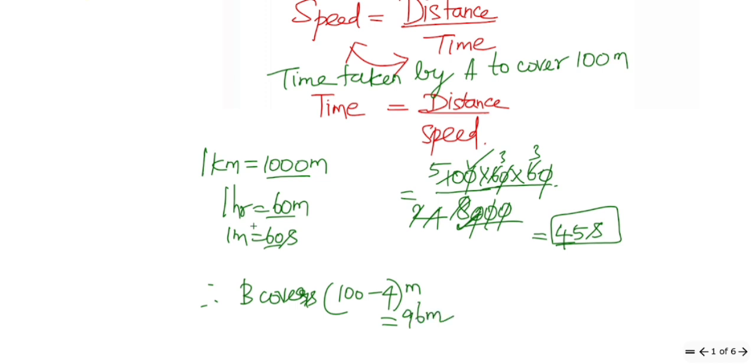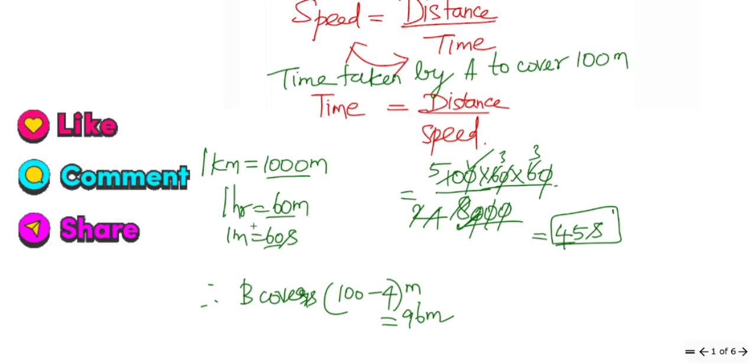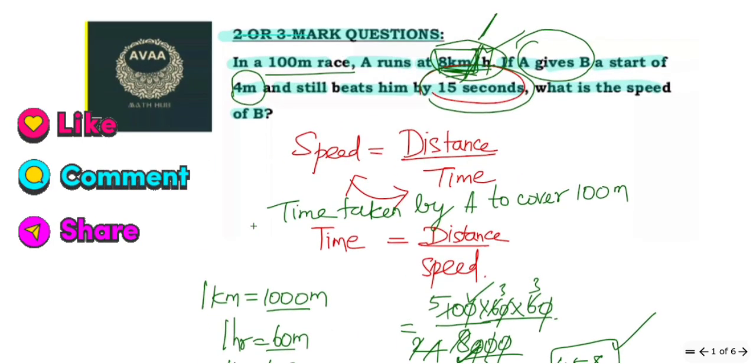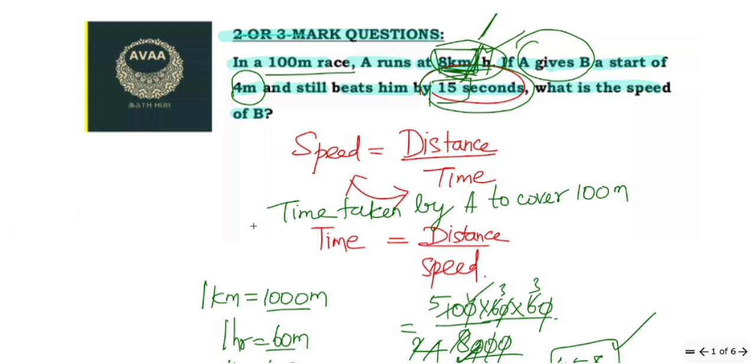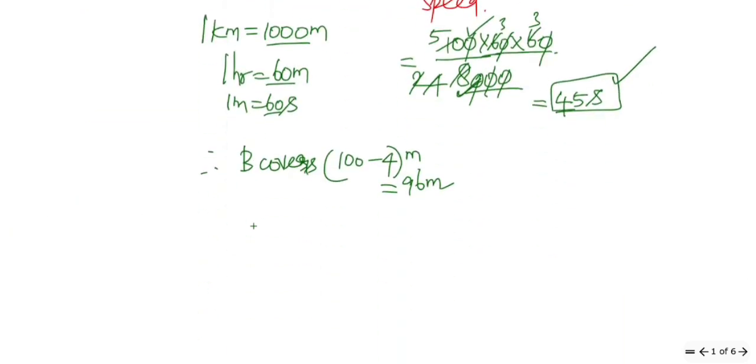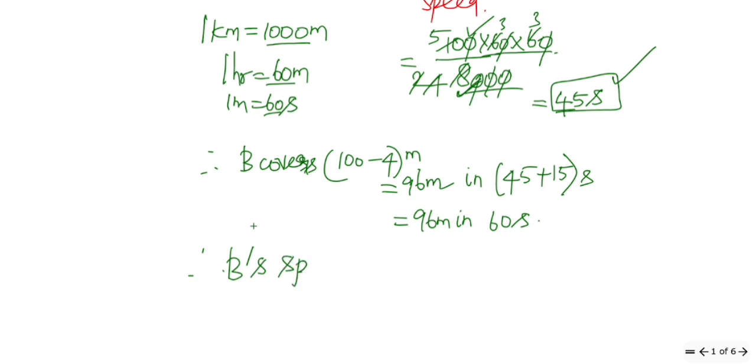Time also we should know because A has taken 45 seconds. Along with that, if we add 15 seconds, that becomes the time for our B. So 45 plus 15 seconds, they have mentioned it in the question already, so we should add that now. So that becomes 96 meters in 60 seconds. Therefore now we can calculate our B's speed, that is nothing but distance over time.